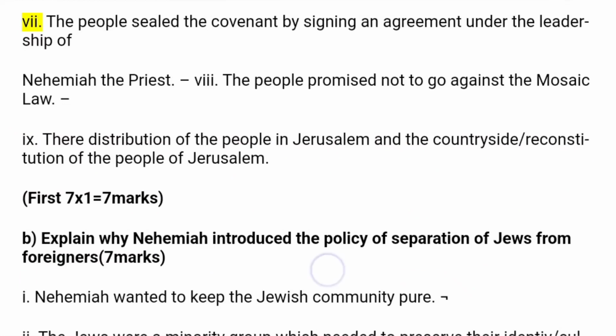8. The people sealed the covenant by signing an agreement under the leadership of Nehemiah the priest. 9. The people promised not to go against the Mosaic law. 10. Distribution of the people in Jerusalem and the countryside, reconstitution of the people of Jerusalem.